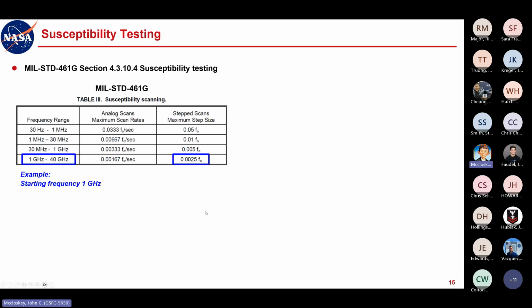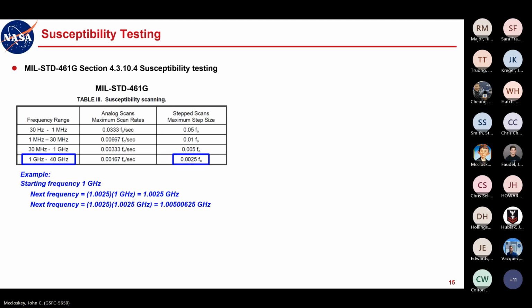So if we look at an example here, starting at 1 gigahertz, to make the math easy, the MIL standard specified step size is 0.25%, 0.0025 f0. Well, what does that mean? If we start at 1 gigahertz, our next frequency is just 1.0025 times that, so 1.0025 gigahertz. Then the next frequency is 1.0025 times that, which is 1.005 plus a lot of other digits I'm not going to read. But you get the idea. And then you just keep going until you get to our default stopping point of 18 gigahertz.